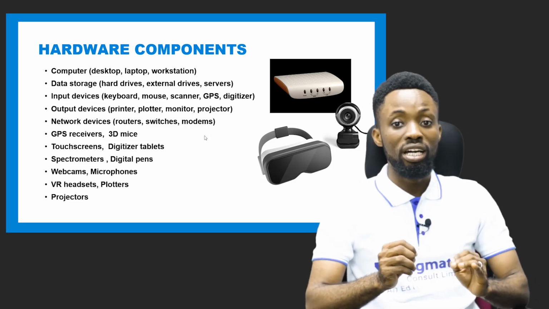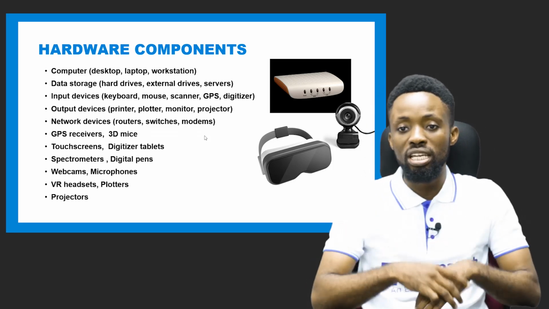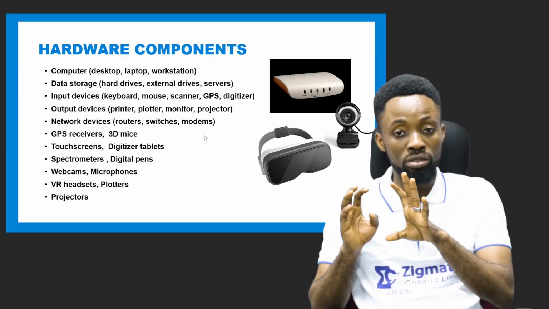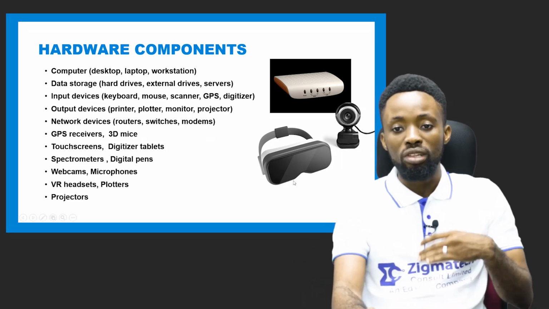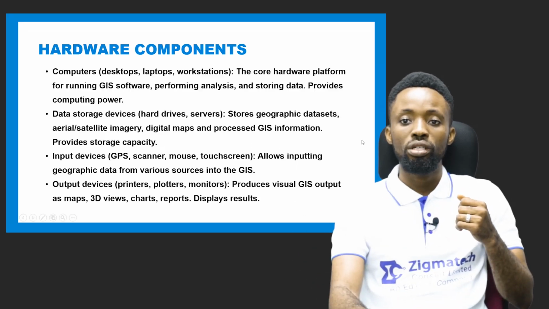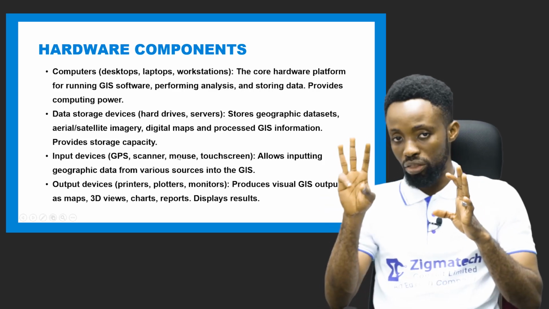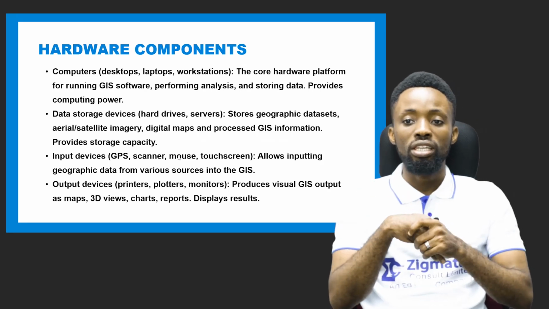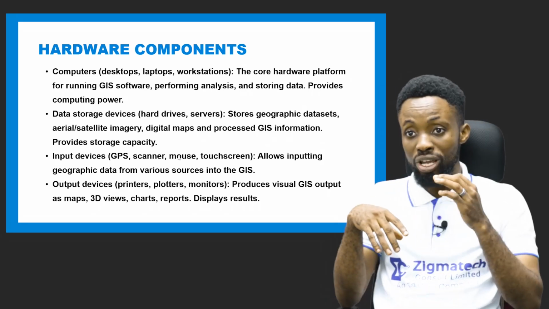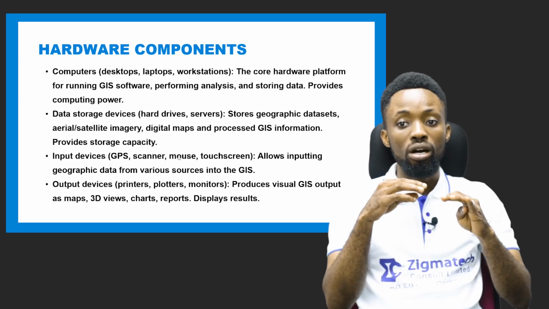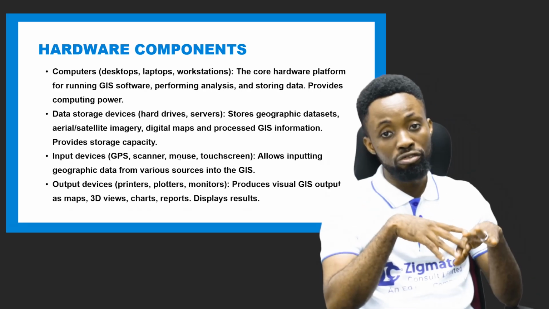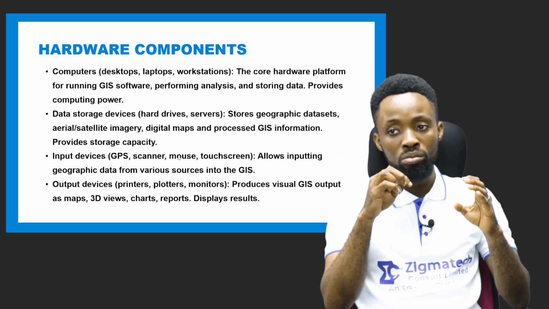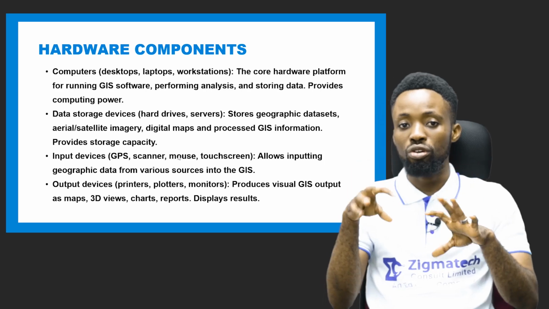Now, all of these I've mentioned can also be categorized into input and output devices of hardware components. So let's look at the four categories of the hardware components. We start with the first and most important one, which we have mentioned. That's the computer. The computer can be in the form of a desktop, a laptop, or a workstation. This is the core hardware platform that runs GIS.